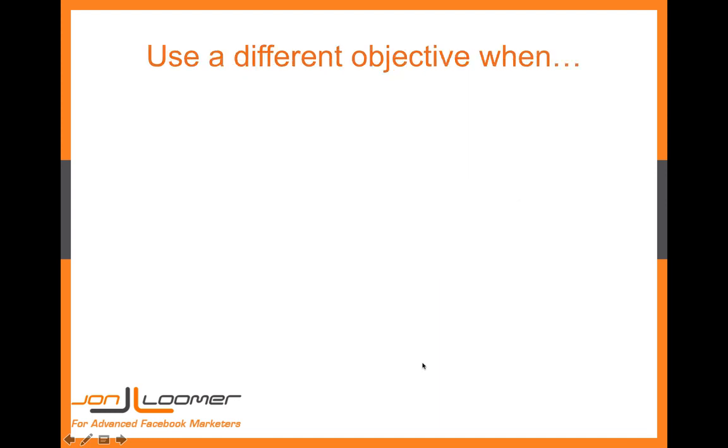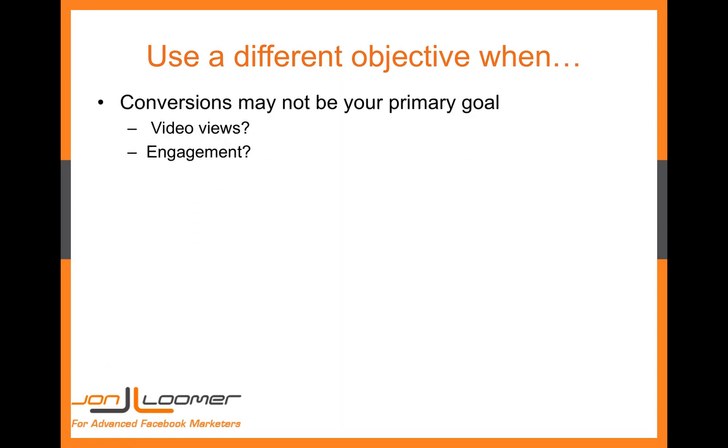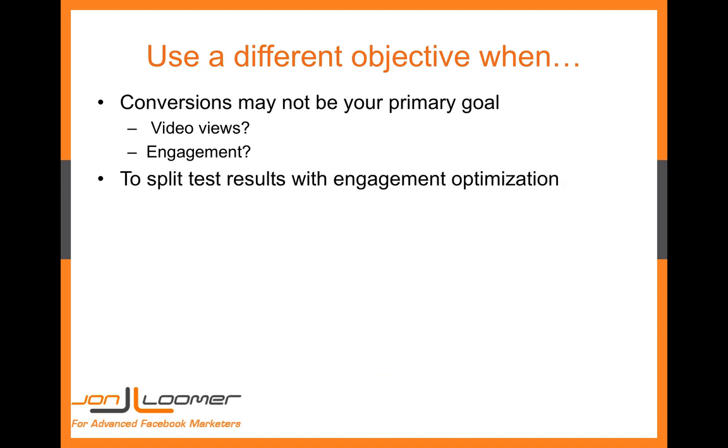One thing you can't do with that split testing is compare multiple objectives. So you just have to create separate campaigns in order to do this. But you can use a different objective when conversions may not be your primary goal. So if you want to do video views or engagement, for example, or you just want to try something different, you can just split test results with engagement optimization.